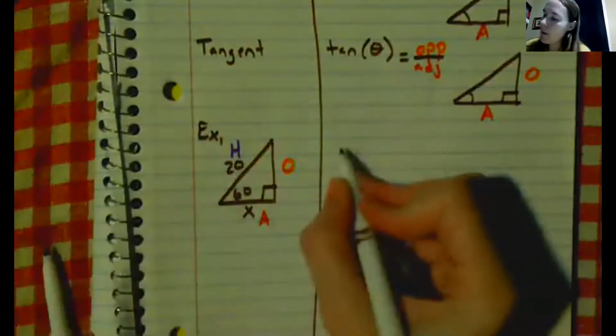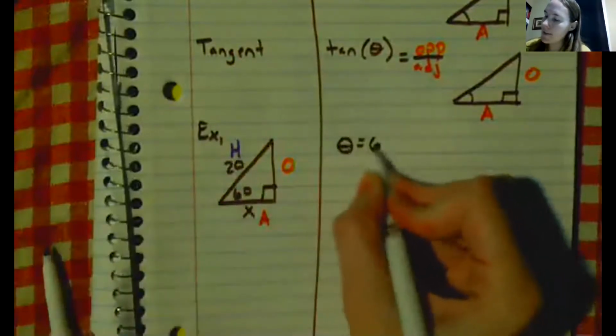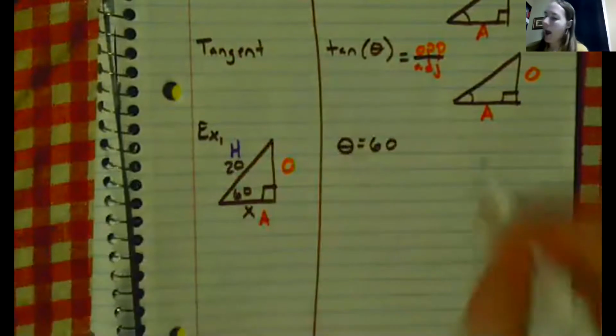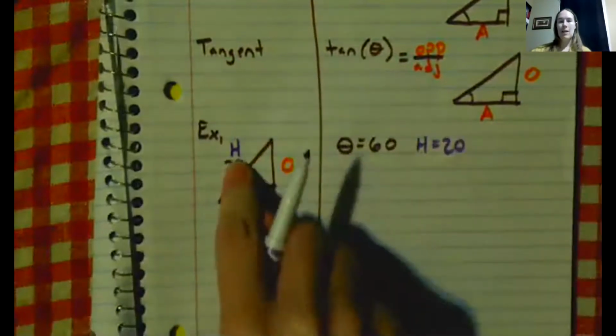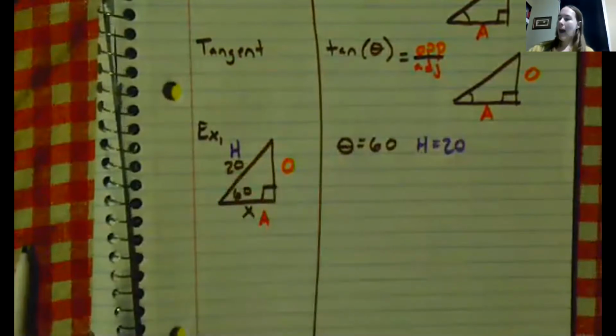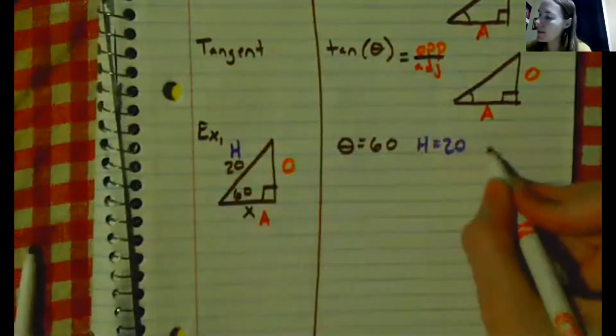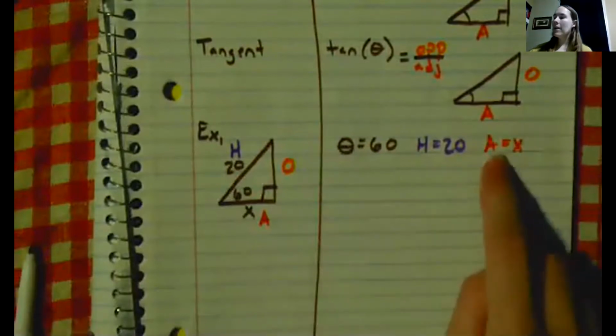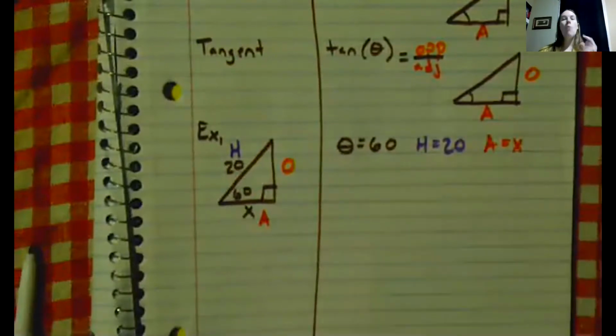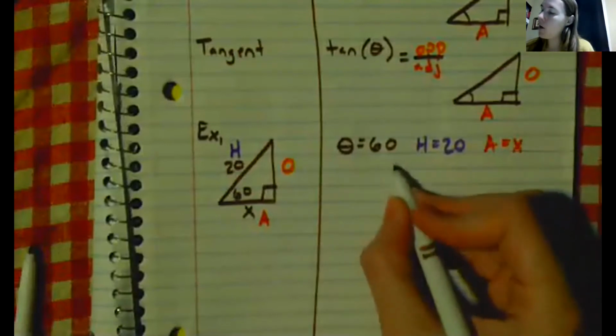So in this triangle, I know my reference angle is 60. I know my hypotenuse is 20 because it tells me right here. And lastly, I know that my adjacent is x. So we're working with A. So out of SOHCAHTOA, this is going to be my cosine.